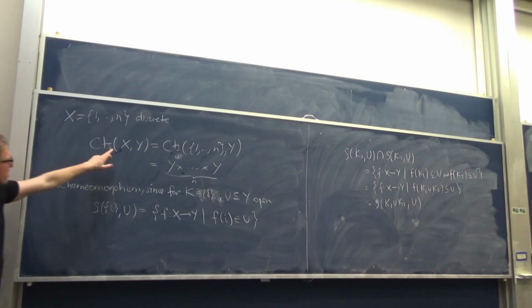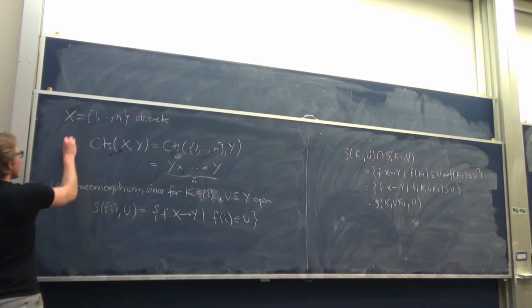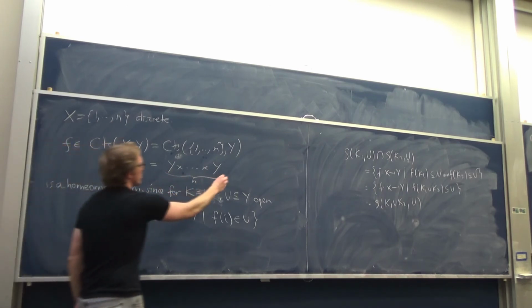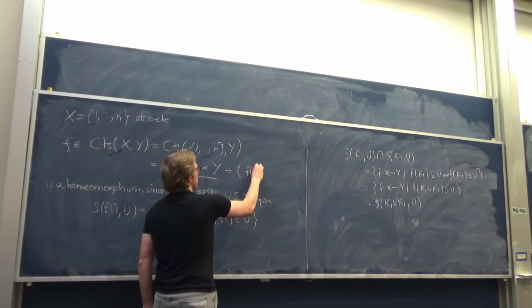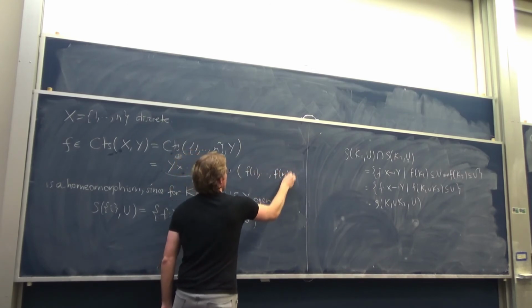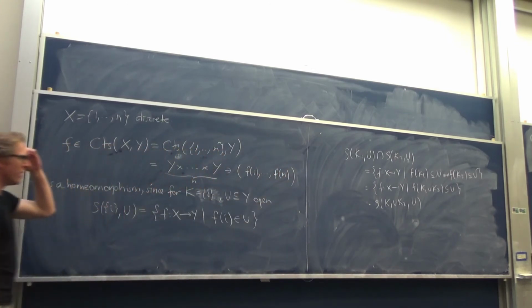Well, what does that say? I mean, what's the correspondence between this and this? I take a function and I send it to the tuple, which just does this. Right? That's the image of a function.